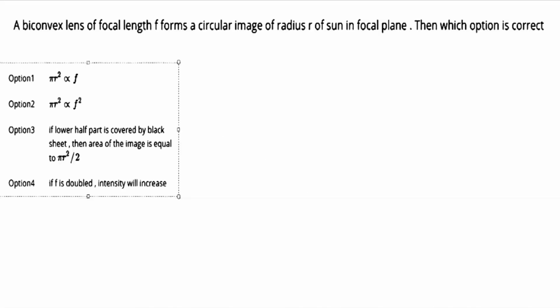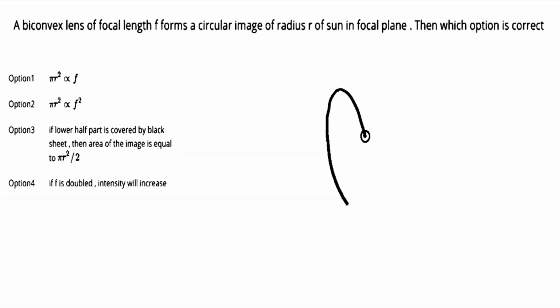A biconvex lens of focal length f forms a circular image of radius r of sun in focal plane, then which option is correct? So I have a simple lens, a biconvex lens. So suppose I have a biconvex lens of focal length f that forms a circular image of radius r of sun in focal plane.